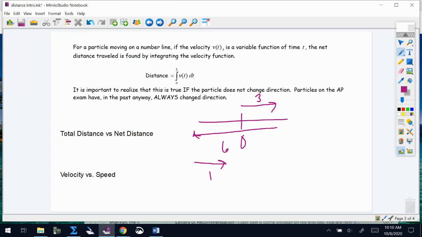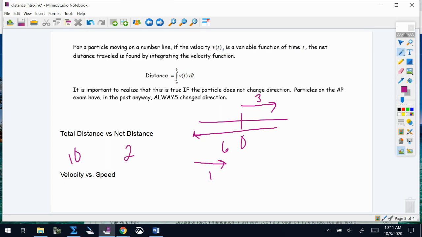So if I'm this particle that's moving and I go 3 units to the right and then 6 units to the left and then 1 unit to the right, I went 10 units. I didn't end up 10 units away from where I started, but I actually traveled 10 units. That's total distance.